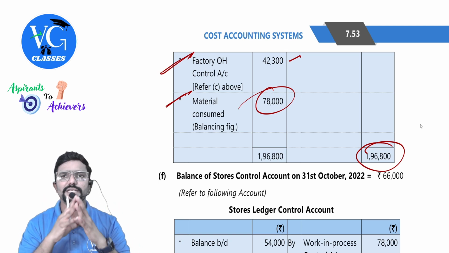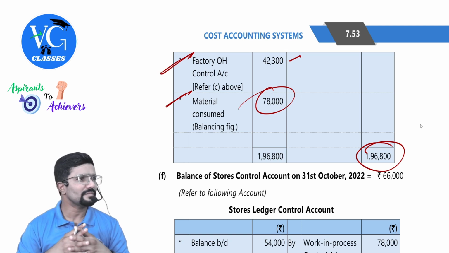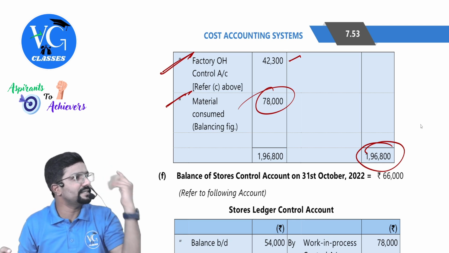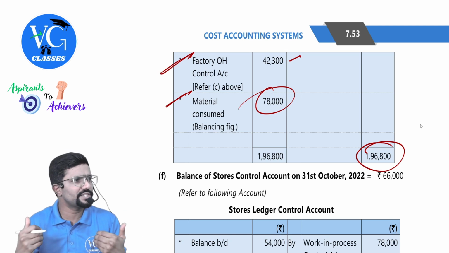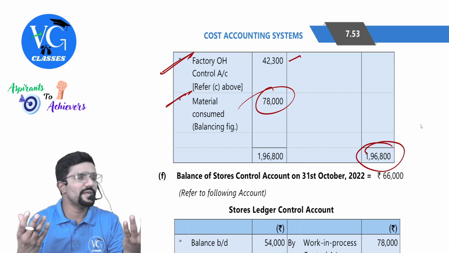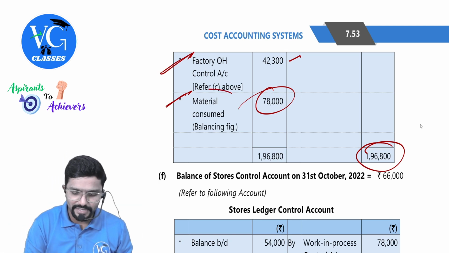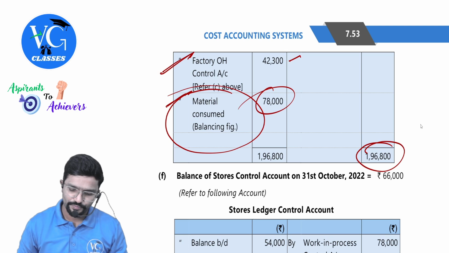That is the raw material consumed. The raw material consumed here is nothing but direct material issued to the production. Obviously, what is issued is consumed. Even in the stores ledger, we used to calculate it. What is issued from the stores ledger to production, that is WIP account, is assumed to be consumed. So it is nothing but, guys, direct material issued to production.